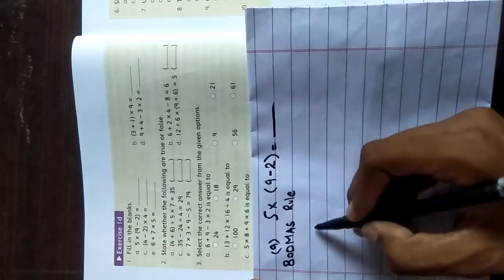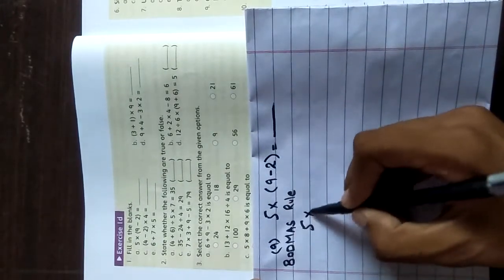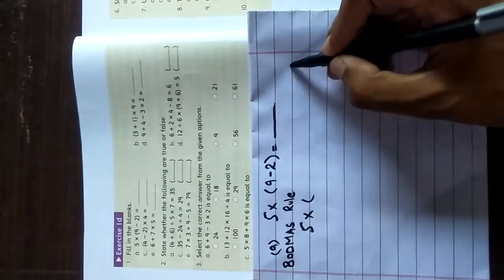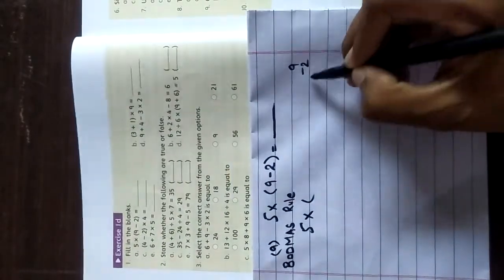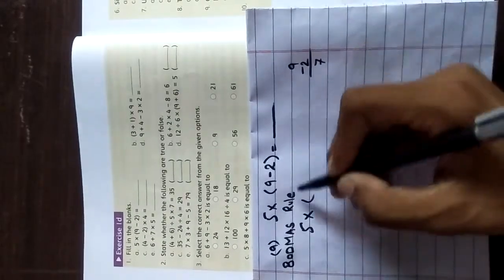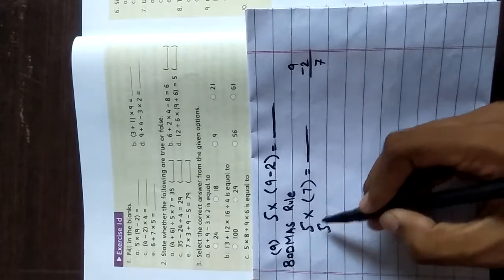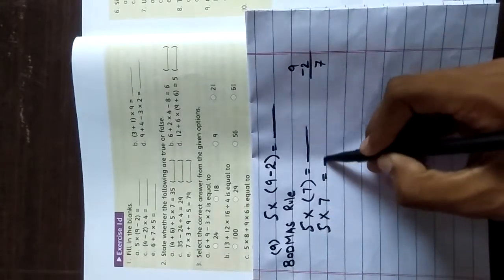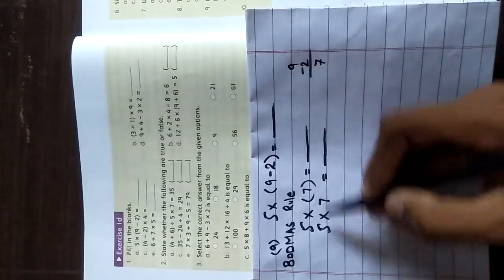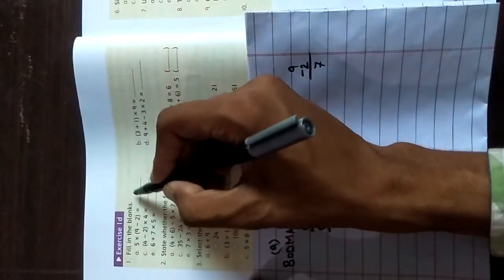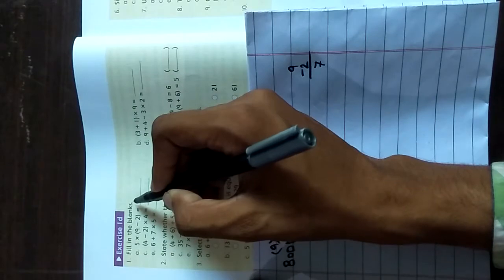Okay, now solve 5 multiplied by (9 minus 2). What is the answer? 9 minus 2 is 7. So write 7 here. Then you skip the brackets. Okay, 5 multiplied by 7. So what is the answer? 5 sevens are 35. This is our final answer. So write here 35.